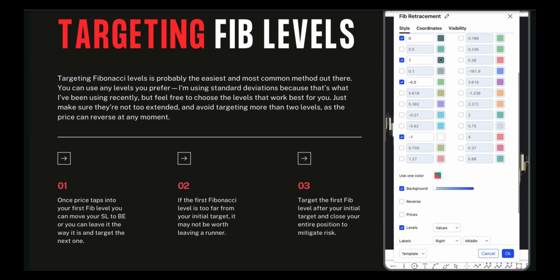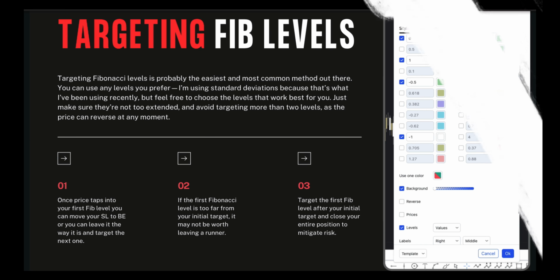And these are the fib levels that I have been currently using as of lately. So you can copy those down and get to opening up those charts, guys. Let me show you a quick example.